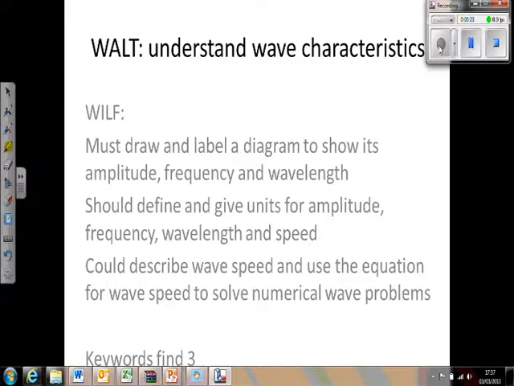Find 3 keywords hidden within the WILF, write down the words, and then listen to the rest of this video.